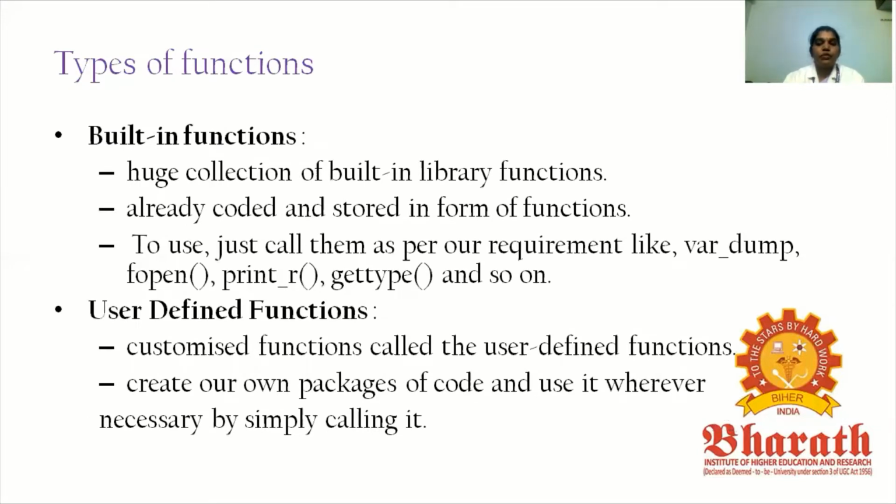Types of function. There are two different types of functions in PHP. One is the built-in function, and the other is the user-defined function. Built-in means system-defined; it is already available. There is a huge collection of built-in library functions in PHP. They are already coded and stored in the form of functions, so to use one, you just call it. For example, built-in functions are var_dump, print_r, and fopen. These are all built-in functions already available in the library.